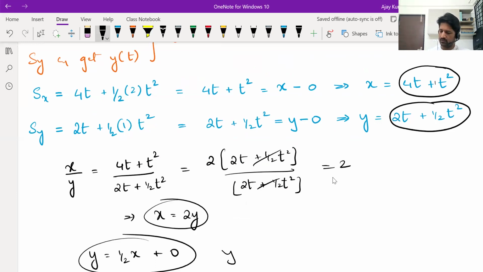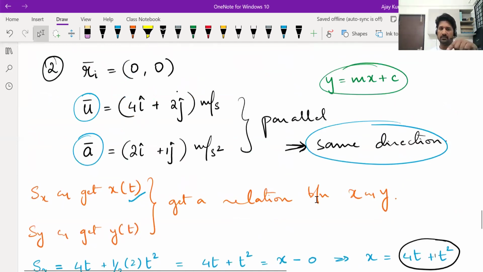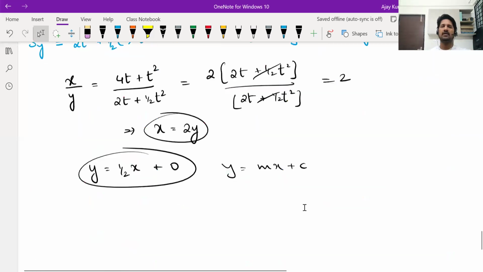So we again got it in the form y is equal to mx plus c, proving that it indeed moves along a straight line. As expected, if we first checked by looking at the vectors, we could tell that initial velocity and acceleration were parallel to each other. If velocity and acceleration are in the same direction, the object must maintain its direction. It should go in a straight line. And that is what the final answer is telling us. Okay.